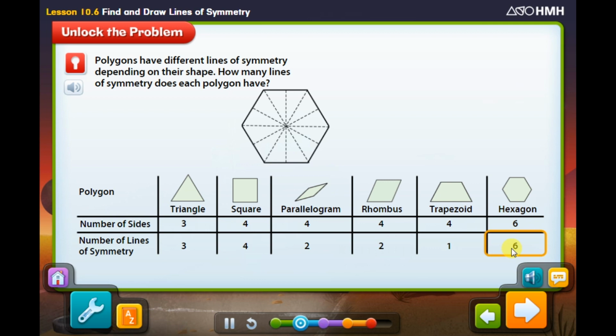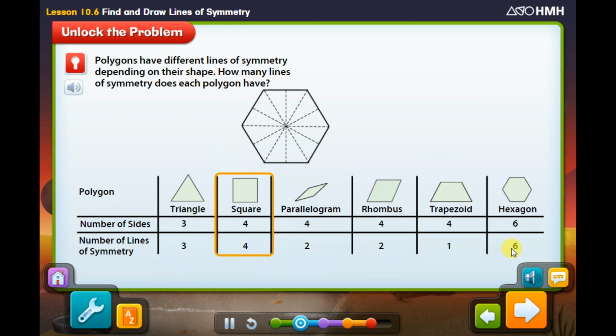The hexagon is a regular polygon because all sides are of equal length and all angles are equal. In a regular polygon, the number of lines of symmetry is equal to the number of sides. What other shapes in the chart are regular polygons? The triangle shown in the chart is also a regular polygon, since all the sides are of equal length and all angles are equal. The number of sides and lines of symmetry are the same.